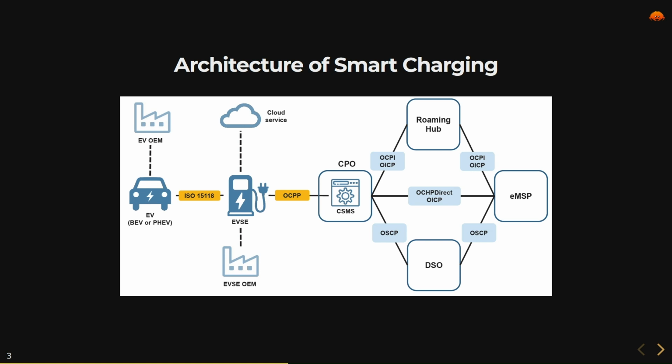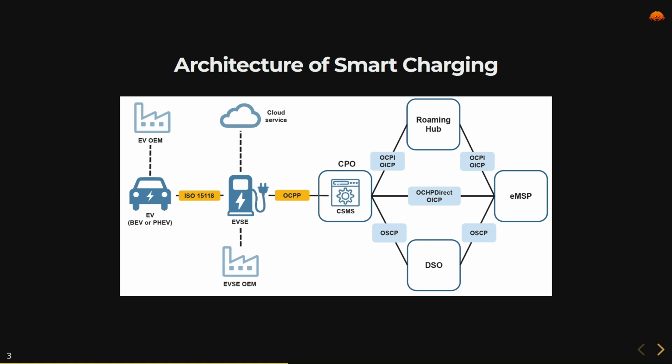These systems often incorporate energy management capabilities to optimize the use of available energy resources. This includes load balancing to distribute the charging load across different time periods, considering factors like grid capacity, energy demand, and renewable energy.